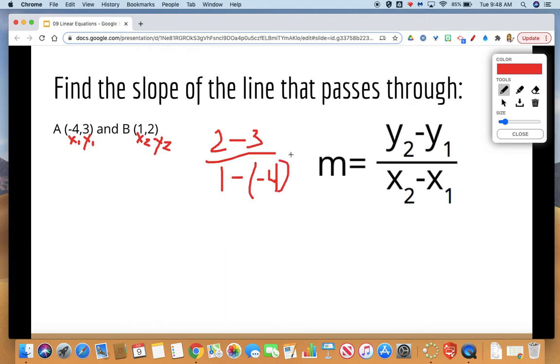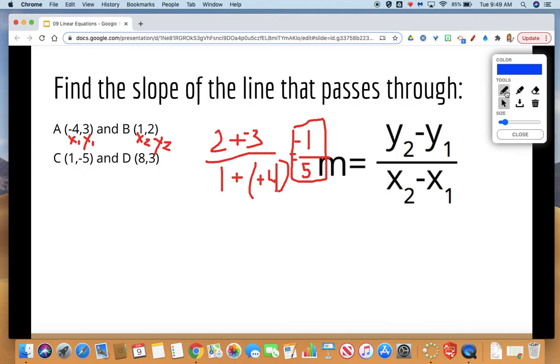I go ahead and solve using integer rules. You can always add the opposite. I get -1 for the numerator. Add the opposite. I get 5 for the denominator. -1/5 is simplest form. That is my slope. Why don't you try labeling the ordered pairs and plugging them into the formula for this next one? Press play when you're ready to hear me walk through it.